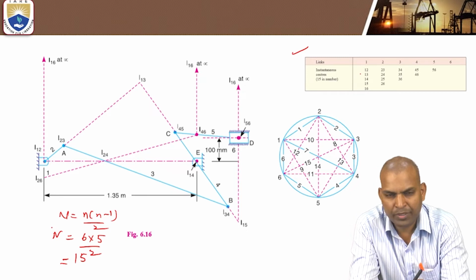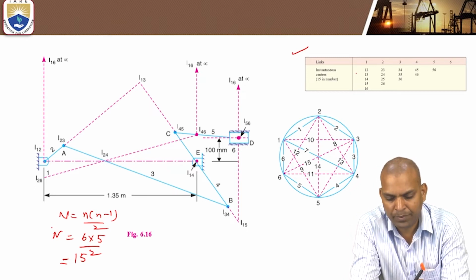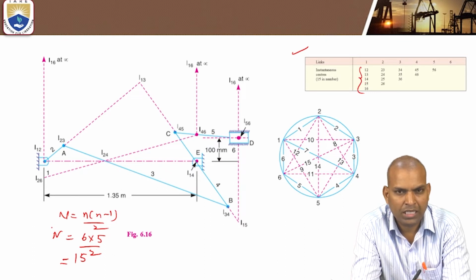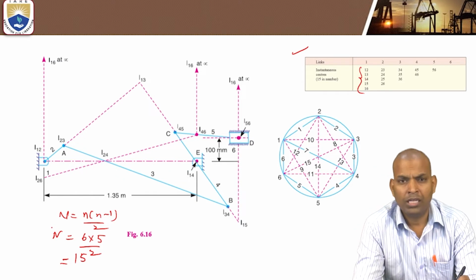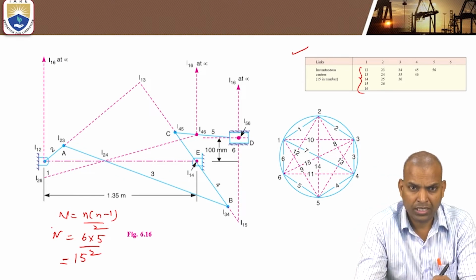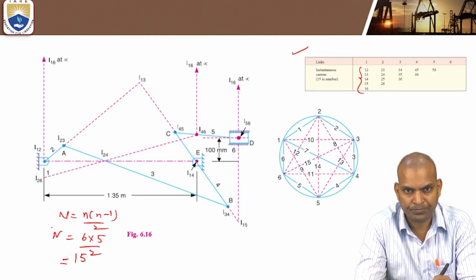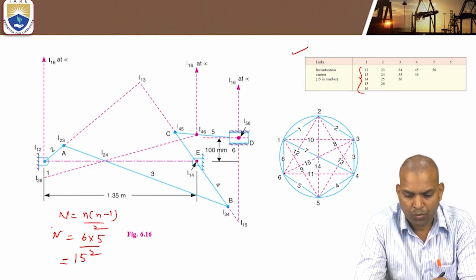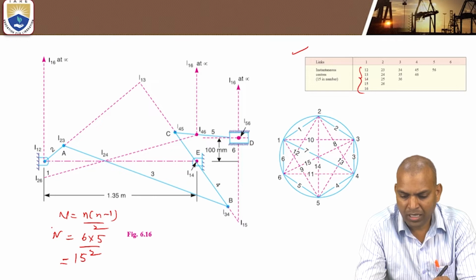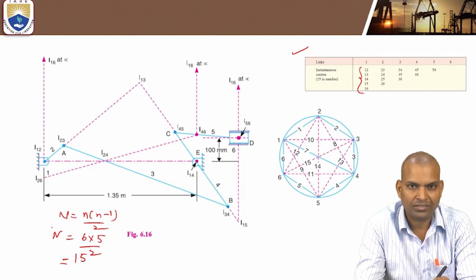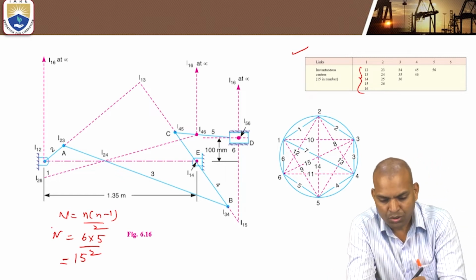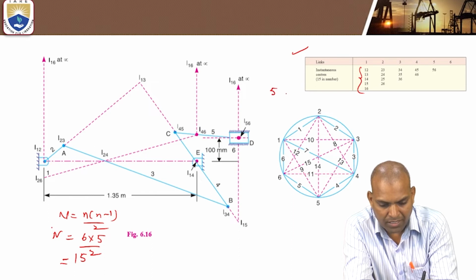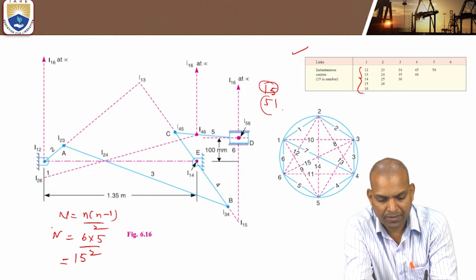If we consider the combinations, link 1 has 5 instant centers, link 2 has 4, link 3 has 3, link 4 has 2, link 5 has 1, and link 6 finally has 0. But one thing: even though link 6 has no new combination, it has a combination with link 1. That should not be forgotten here.